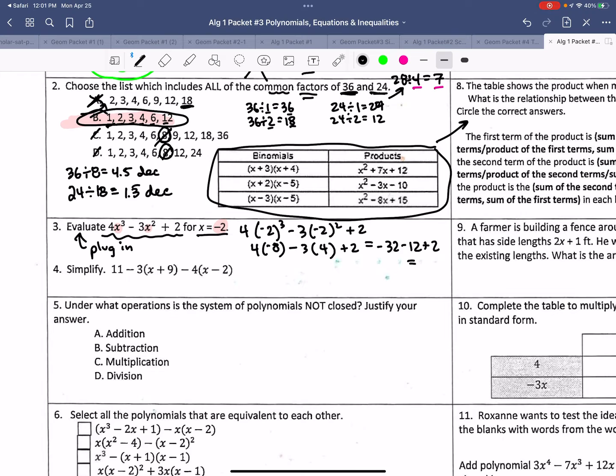Let's evaluate that in our calculator. All right, I get negative 42.